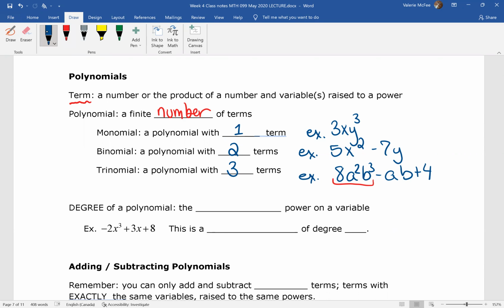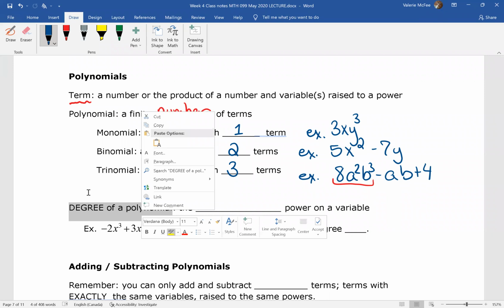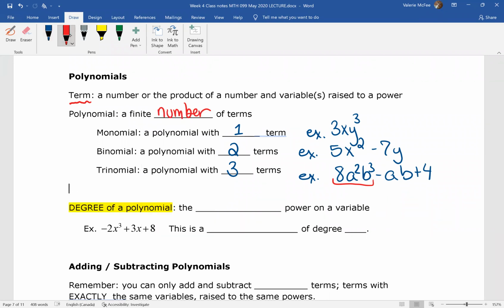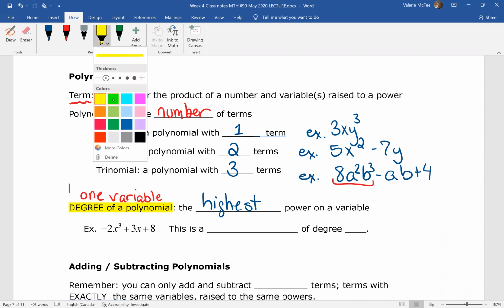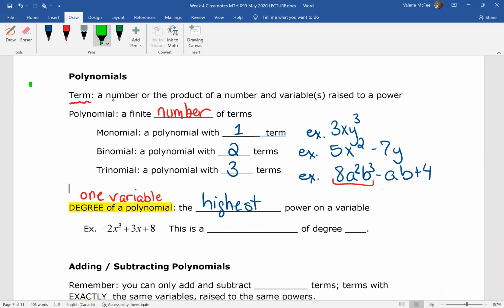Now, one of the things that we talk about more in Math 103 than in Math 99, but a good idea to get used to here, is the degree of a polynomial. We're going to only look at a polynomial in one variable. It doesn't have more than one variable. We're going to say that the degree is the highest power. So when we look at this example below, we could see that we have a trinomial. There are three terms, and 3 is the highest power. So this is a trinomial of degree 3.